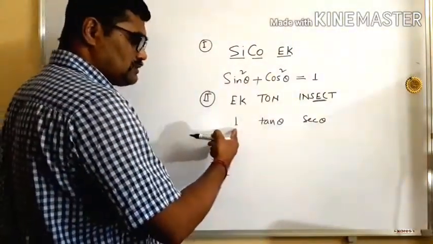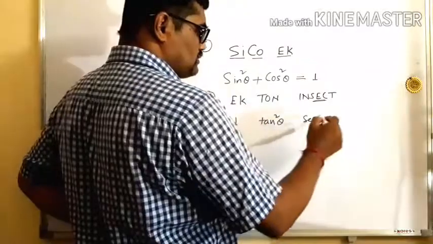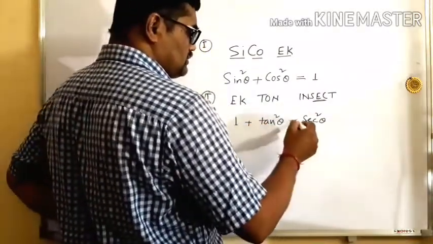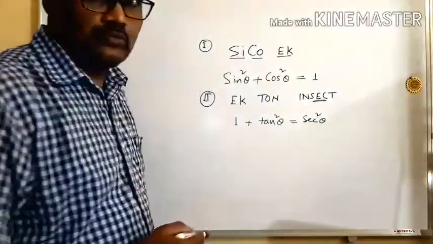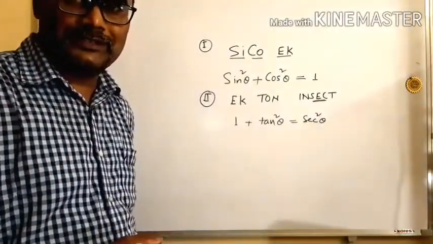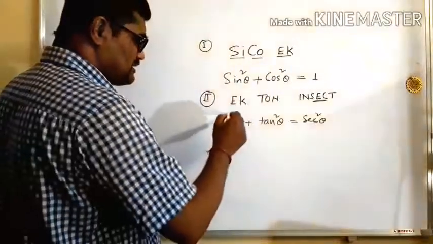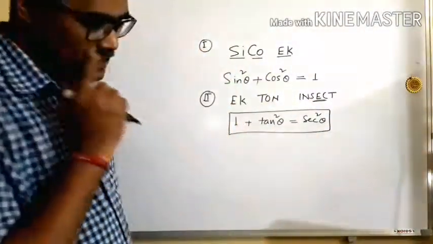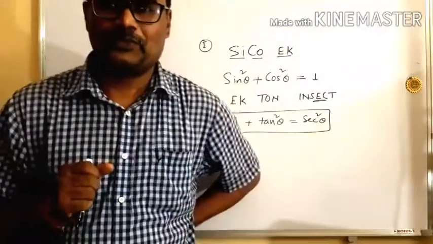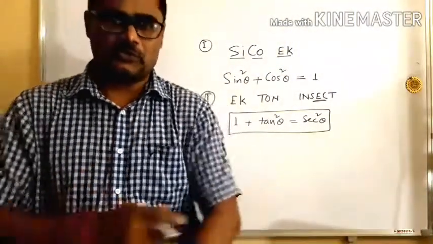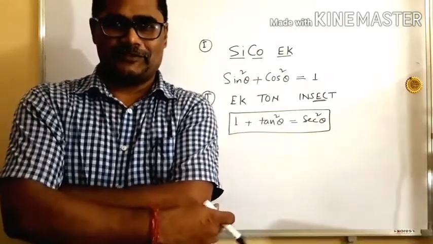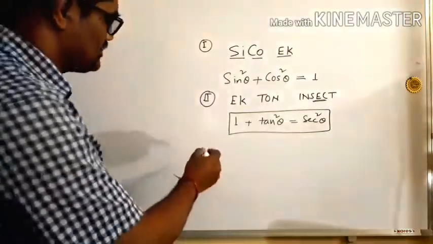Square here, square here, square here. For the first two, a plus sign; for the second group, what? An equal sign. This is the most confusing formula for the exam: 1 plus tan squared theta equal to sec squared theta. Great, so I think you'll never forget this. Now the third.